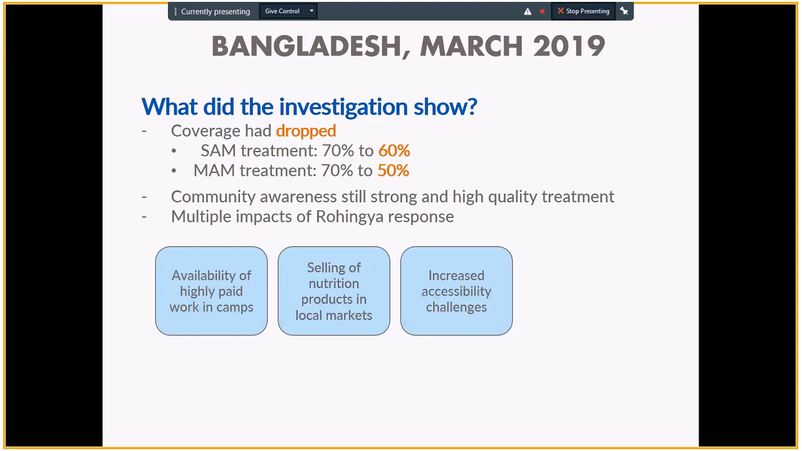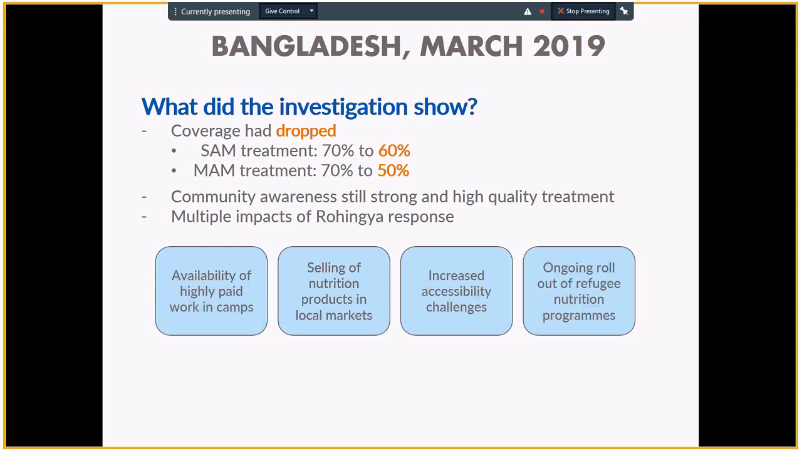And to a certain extent, there's still an ongoing rollout of refugee nutrition programs. So there are refugee communities that don't have access to nutrition programs, and so they go to the host community ones. However, in many cases, they're not aware of them, so that has also affected the coverage of the host community. And so that's that in a nutshell.